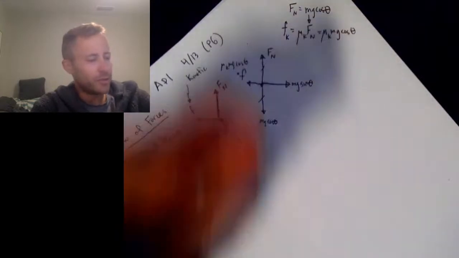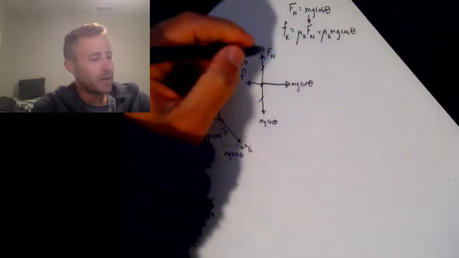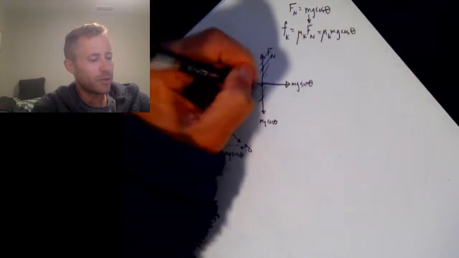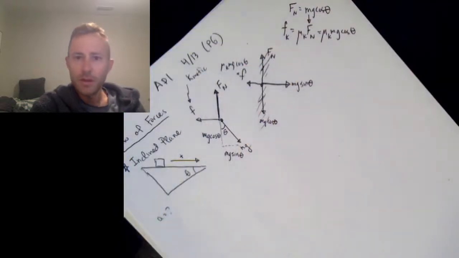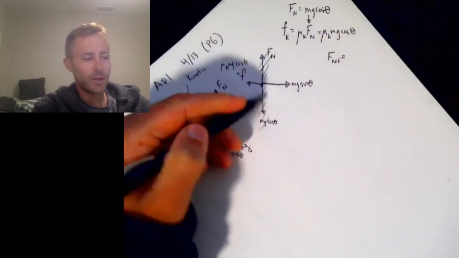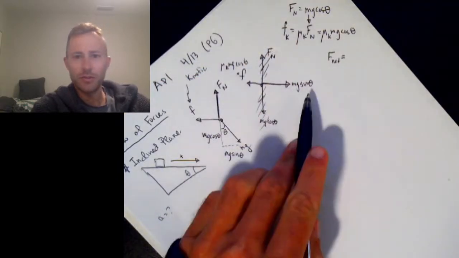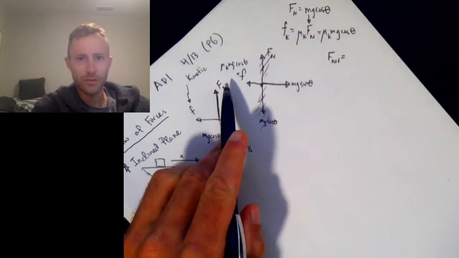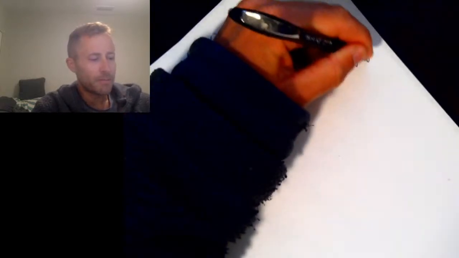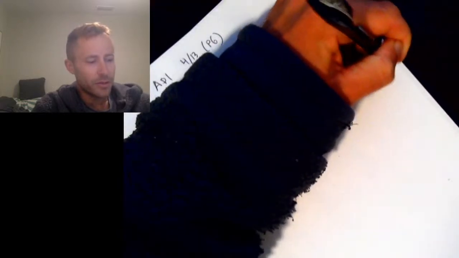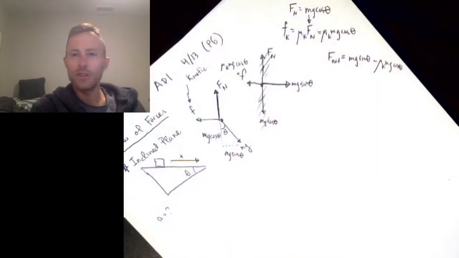So now, because these two are equal and opposite, they cancel each other out. So we can basically forget about those two. And so what I can see is that the net force, because these two cancel out, is going to be the positive force minus the negative force. So it's going to be mg sine of theta minus mu sub k mg cosine of theta. So that's the net force.